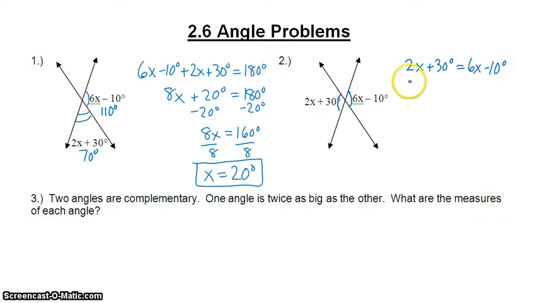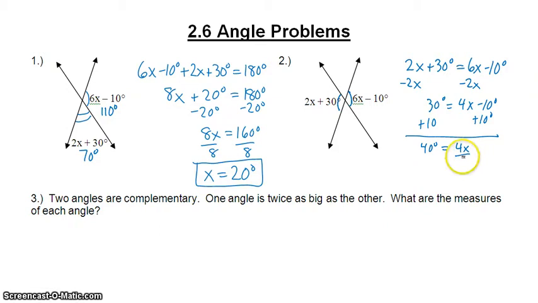And solve for x. I'm going to subtract 2x from both sides, and add 10 to both sides. And finally divide by 4. So x equals 10 degrees.